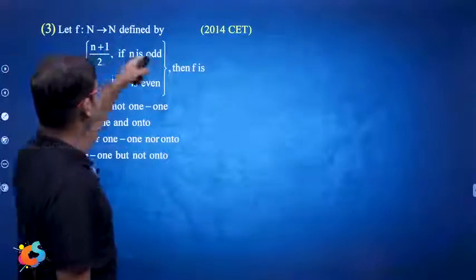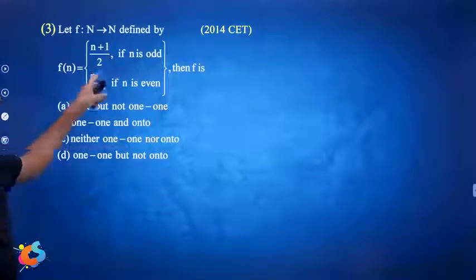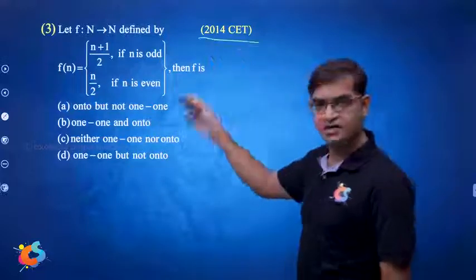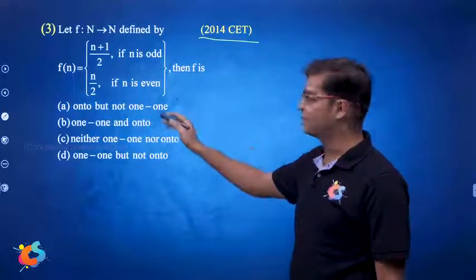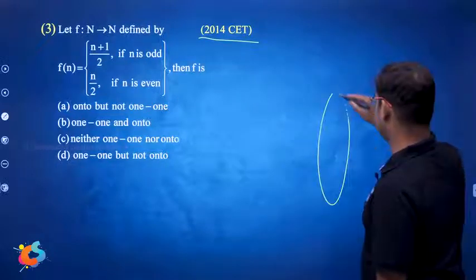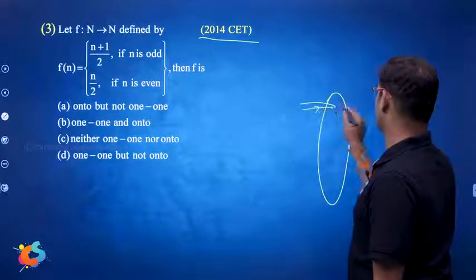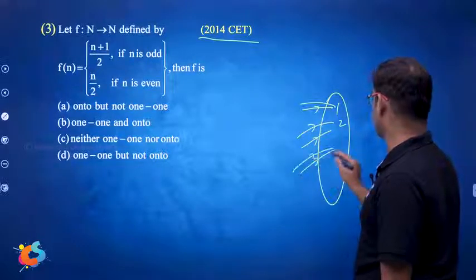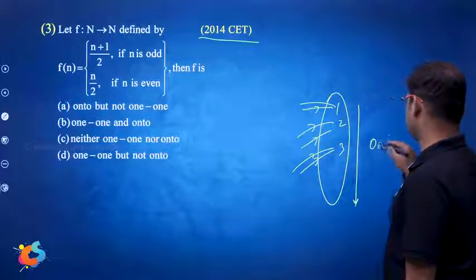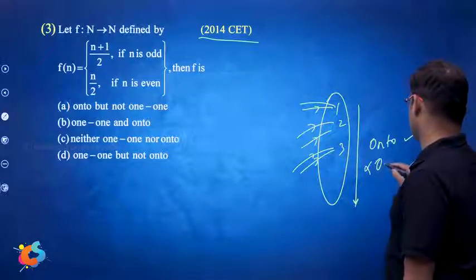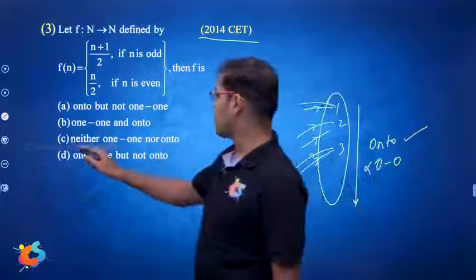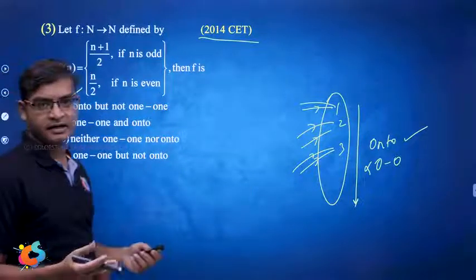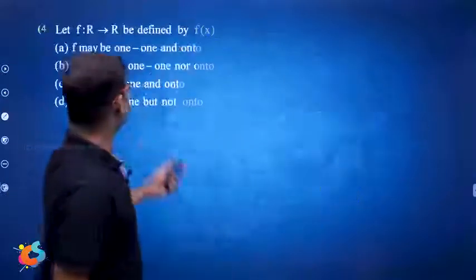f maps from N to N defined by f of n is equal to (n plus 1) by 2 if n is odd, n by 2 if n is even, then f is. The same question we have done just before in the same video. That is an NCERT question itself. What did we get? We got this is our codomain. So we are having 2 arrows coming on 1, 2 arrows coming on 2, just before we have done, right? 2 arrows coming on 3. So therefore, this is an onto function, but this is not a 1-1 function. So not 1-1 and onto. So therefore, option A is our correct answer. Just before we have done this problem. Let us take this question.